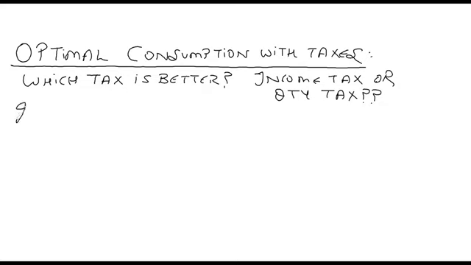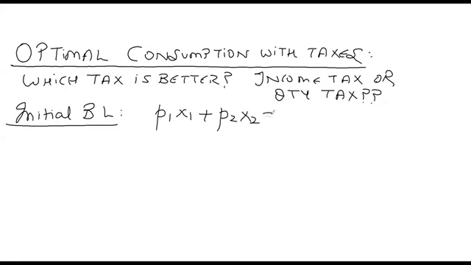So, the initial budget line. All of us know the equation of the budget line: P1 X1 plus P2 X2 equal to M. Total expenditure on good X plus total expenditure on good Y should be exactly equal to the income of the consumer.